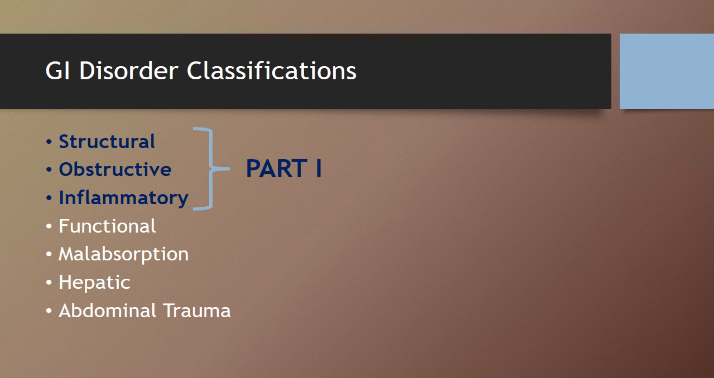Okay, so part one, we're just going to talk about structural, obstructive, and inflammatory GI disorders. The other classifications, per se, if you want to put these in classifications, are the functional, malabsorption, hepatic, and abdominal trauma. And we'll cover that next week. So the first three is what we're going to focus on today. And again, bear with me. It's a lot of information, but you guys will get this. They all kind of relate to each other, so you'll see.